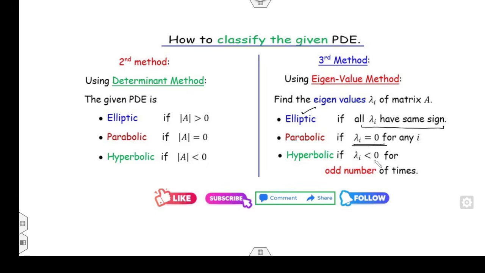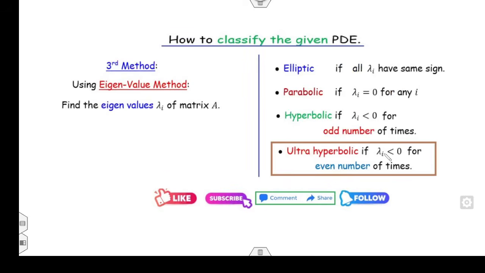Whenever some of the eigenvalues are negative, but the number of negative ones is odd, then we call it hyperbolic. And whenever the eigenvalues are negative an even number of times, like -1, -2 and -3, you can see they are negative an even number of times, then we call it ultra hyperbolic.